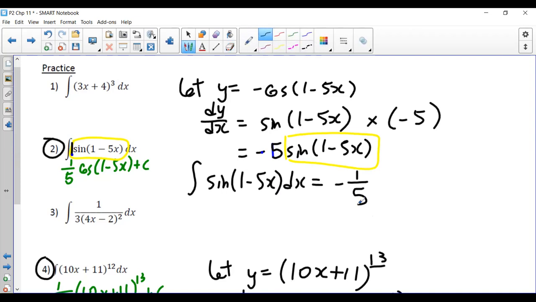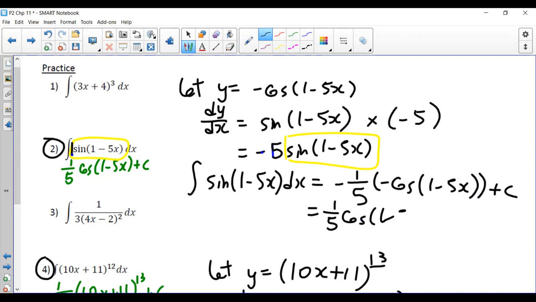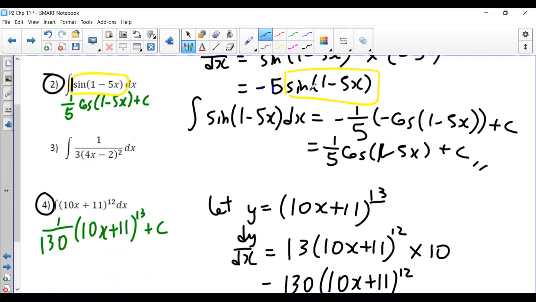Okay. Next, of the y function, times negative cos(1 minus 5x) plus c. The minus cancels out, becomes just a positive 1/5 of cos(1 minus 5x) plus c. Right? So if you're happy with it, have a go at question 3.